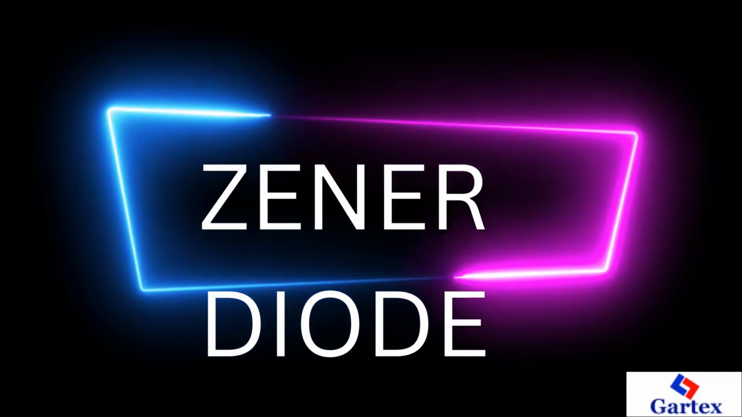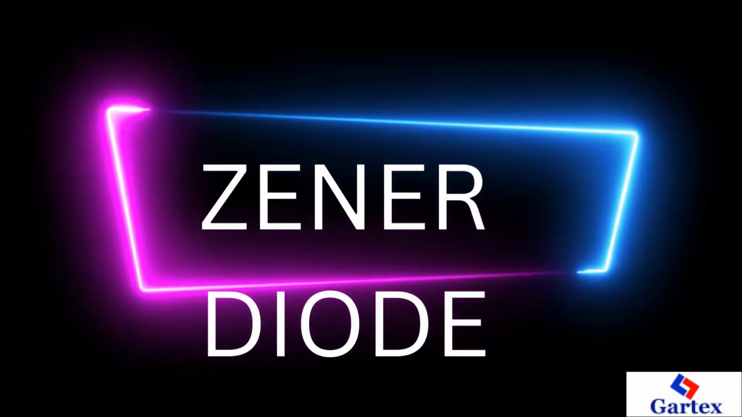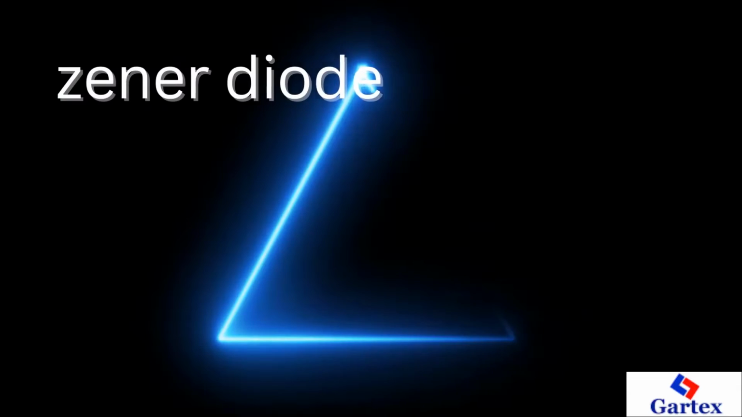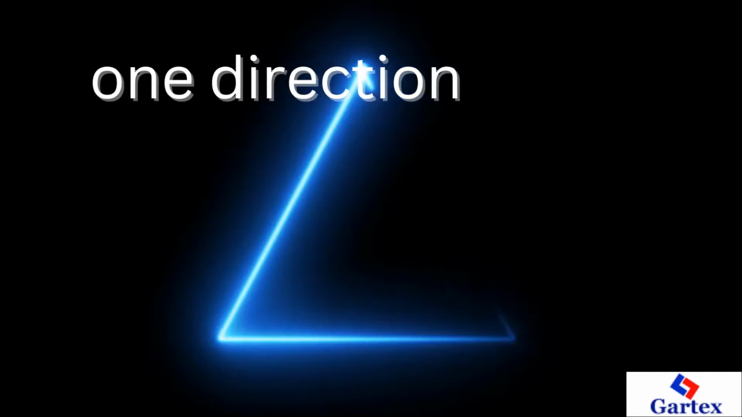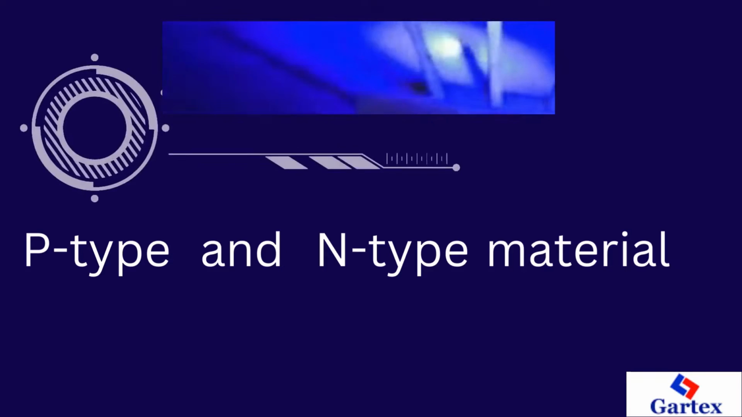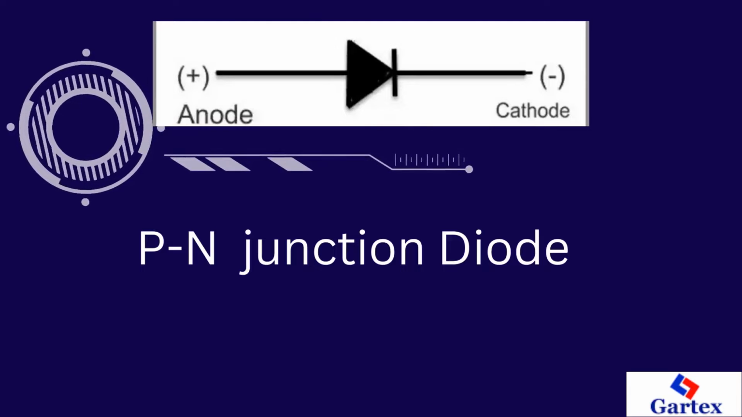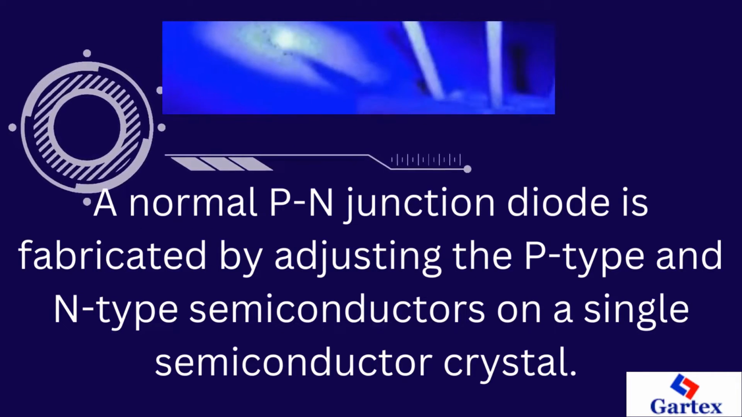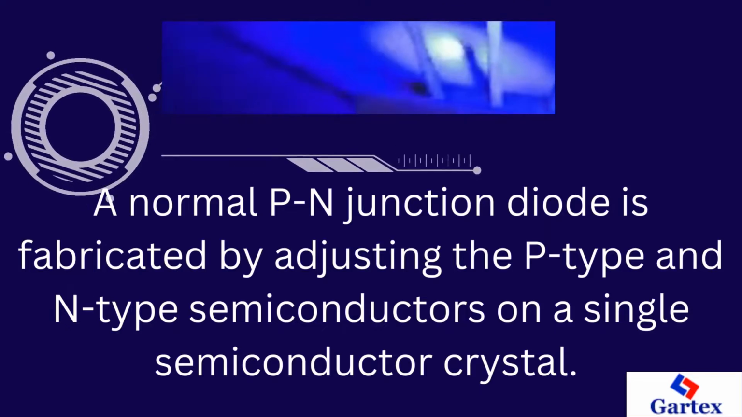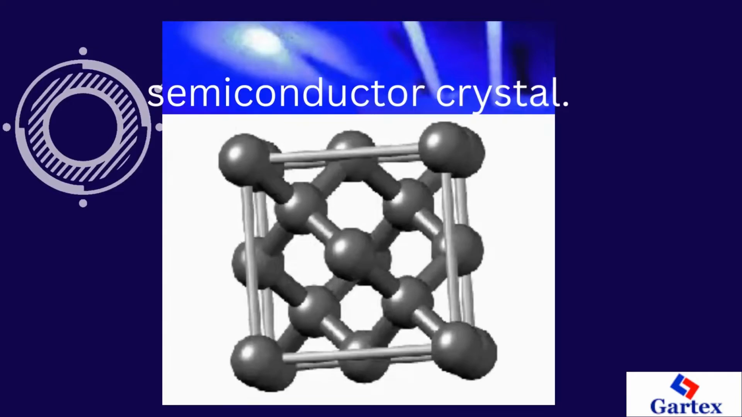Today we will discuss briefly about Zener diodes and their uses. From our previous tutorial about diodes, we said that diodes allow current to pass only in one direction. We also said that diodes are made of p-type and n-type materials, hence forming a p-n junction diode. A normal p-n junction diode is usually fabricated by adjusting the p-type and n-type semiconductors on a single semiconductor crystal.